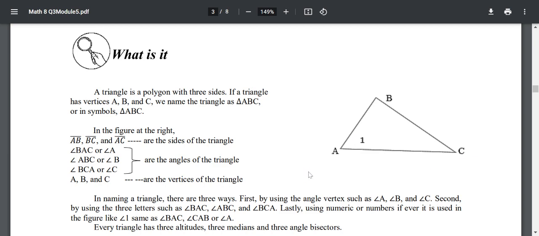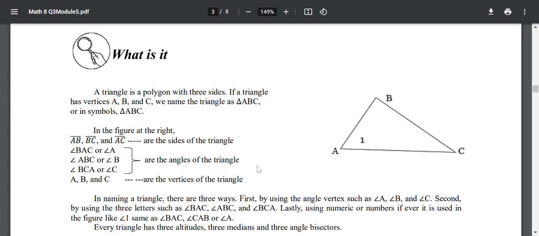And then the different angles in this triangle, we have angle A or angle BAC. Remember that when we use the three-letter name for an angle, the vertex should always be in the middle. Since it is angle A, A should be in the middle. So it can be called angle BAC. Same with angle B, it can be called angle ABC. And then angle C can also be called angle BCA.